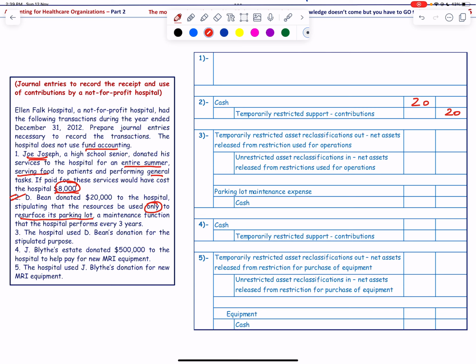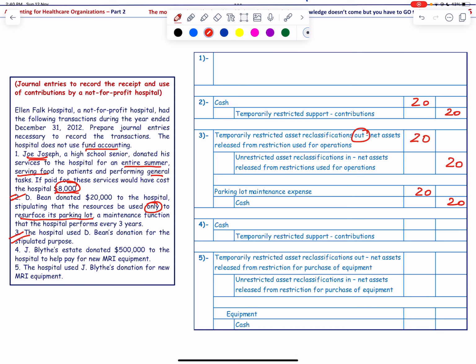Then the hospital used D. Bean's donation for the stipulated purpose. So they are using this money for the purpose it is stipulated. First of all, we are going to reclassify temporarily restricted asset into unrestricted asset. So temporarily restricted asset reclassification out is debit by 20,000, and unrestricted asset reclassification is credit by 20,000. And since it has been used for the stipulated purpose, we are going to record this as parking lot expense debit and cash credit.